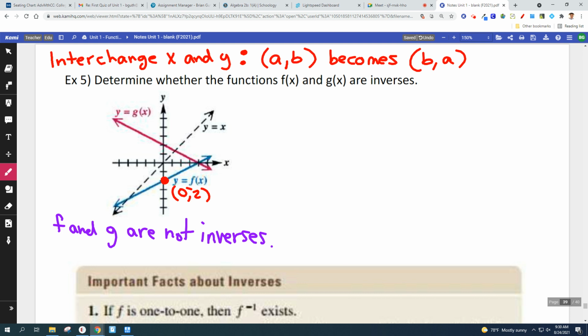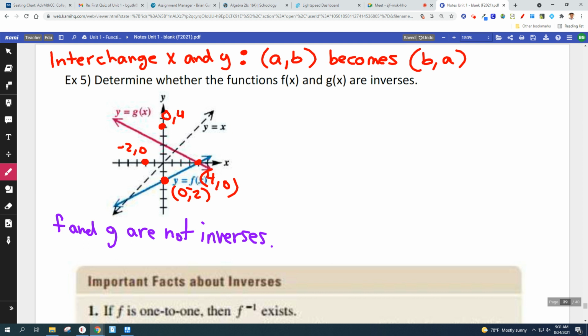So if I interchange x and y, I've got the point (-2, 0). My inverse function has to go through that point. All of the points (a, b) on f of x, you switch them around, they're going to be (b, a) on the inverse, and that doesn't go through. That's not going to work. So here's another one. This point right here is (4, 0) on the blue line on the function. So if you switch that around, (0, 4) should be on the inverse function.